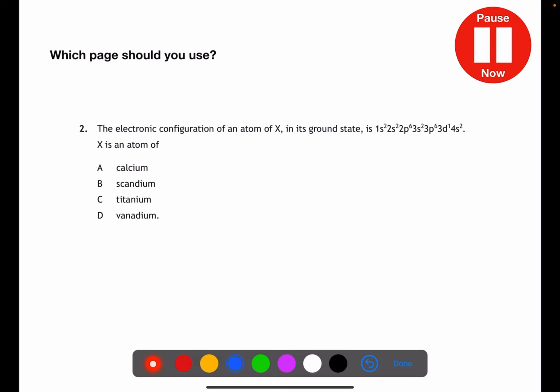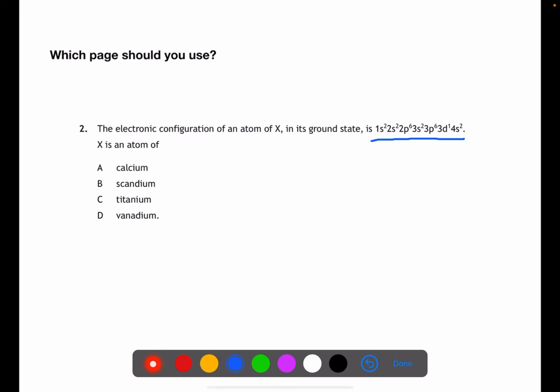Which page would you use for this question? In this question, you've been given an extended electron configuration here. So you'd want to find the electron configuration on page 8 of the databook.